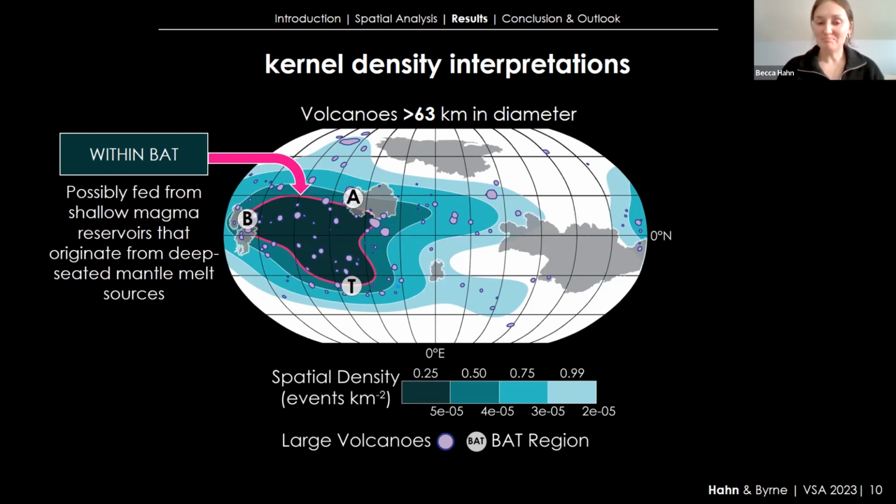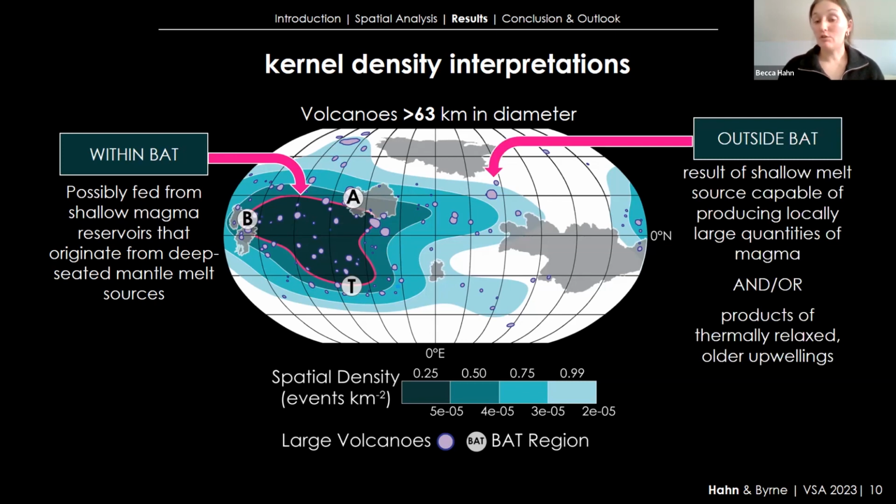We also find several large volcanoes outside of the BAT region. These could have formed as a result of a shallow melt source that produced a large quantity of magma, or these volcanoes could be the product of a thermally relaxed older upwelling.